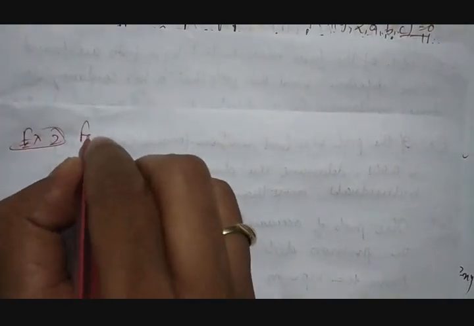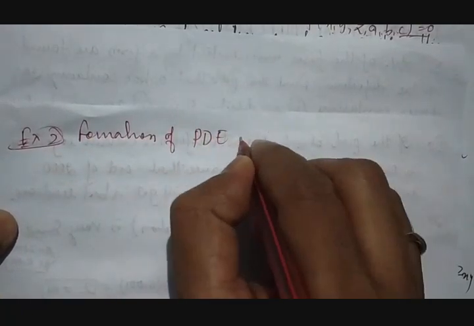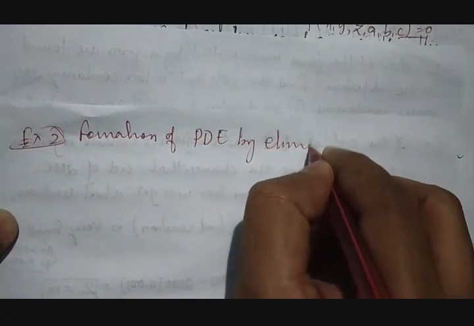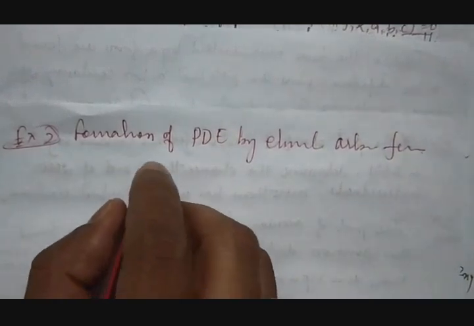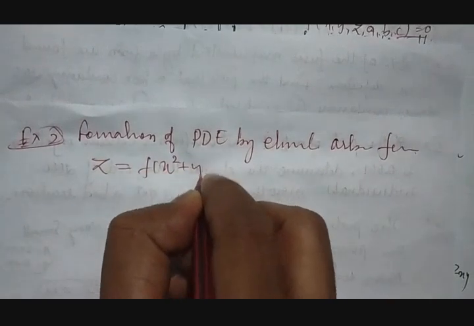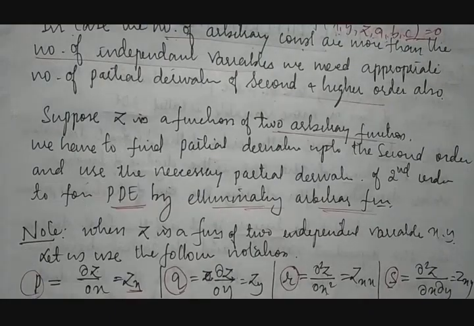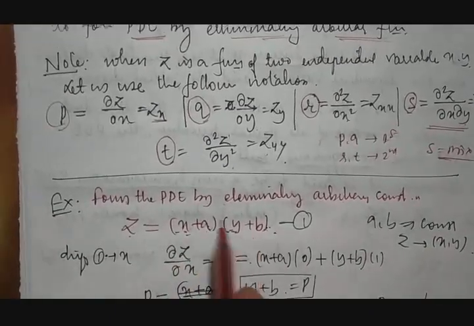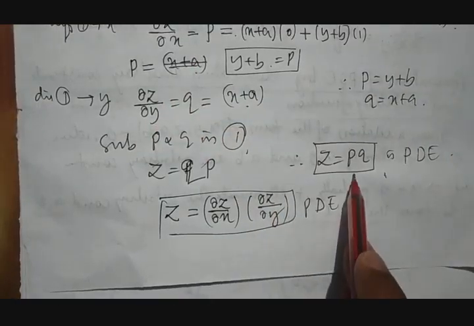Now we'll take the other part of this: formation, example 2. Form a partial differential equation by eliminating arbitrary functions. Eliminate the arbitrary function from the example z is equal to f of x square plus y square. We can see the difference from the previous example. Previously we had constants, which got eliminated to get a partial differential equation.